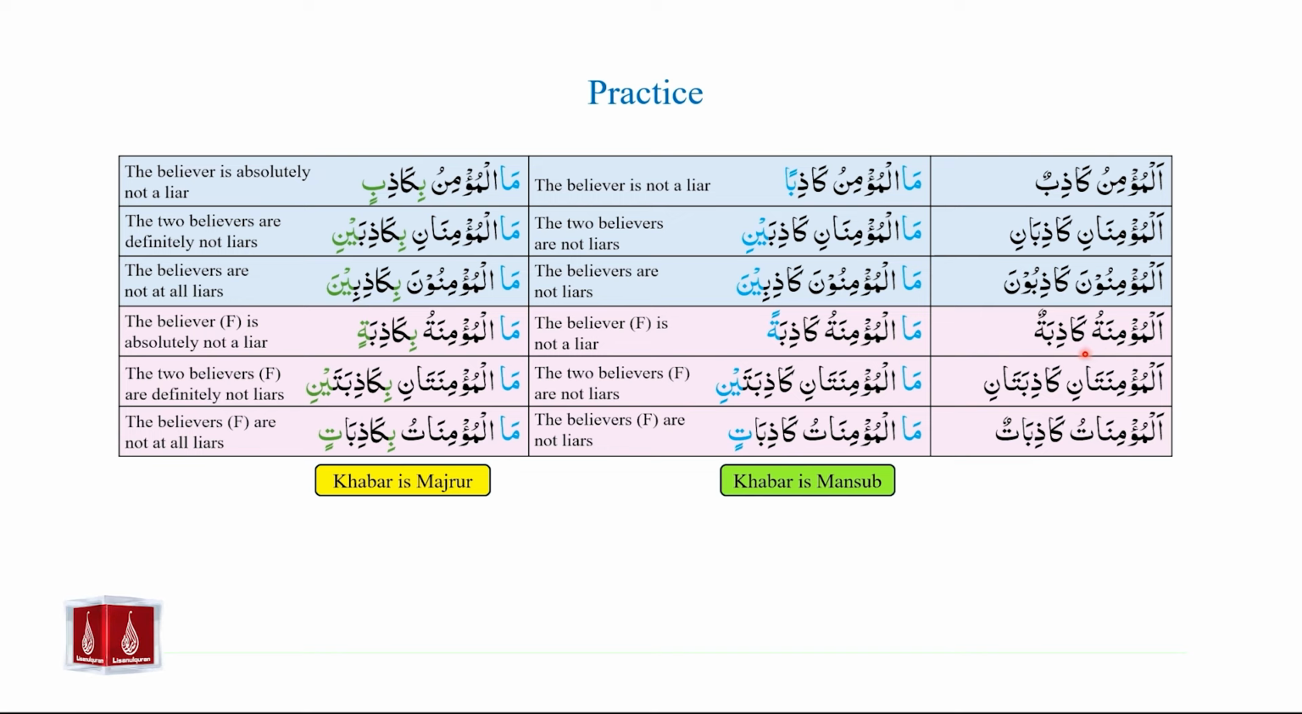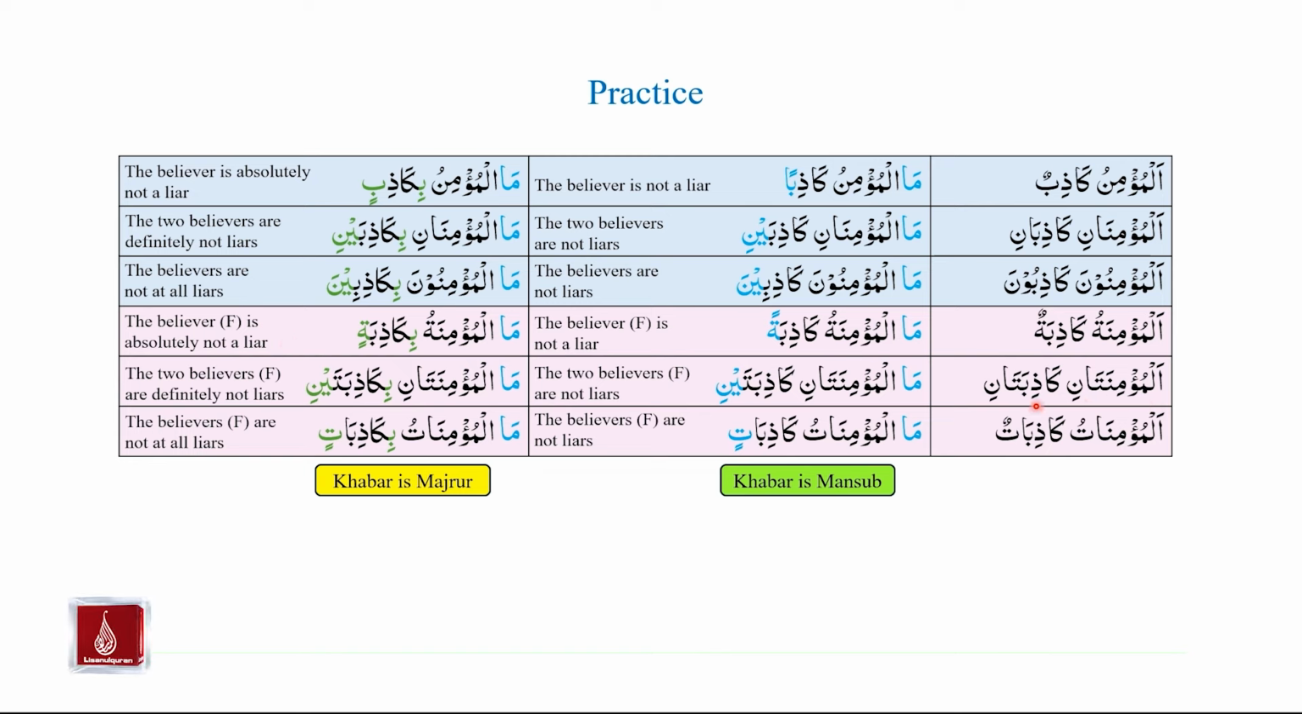Al-mu'minatu kazibatun. Mal-mu'minatu kazibatan. The female believer is not a liar. With emphasis, we will have mal-mu'minatu bikazibatin. The female believer is absolutely not a liar.